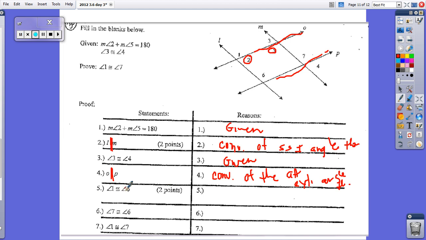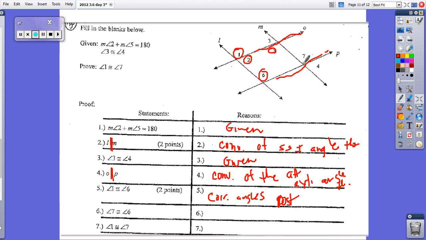Then 1 is congruent to 6, so let's see where 1 and 6 are. Now 1 and 6, we've already proven these to be parallel lines, and 1 and 6 are corresponding angles, so they are congruent because that is the corresponding angles postulate. We've already proven parallel lines. Okay.